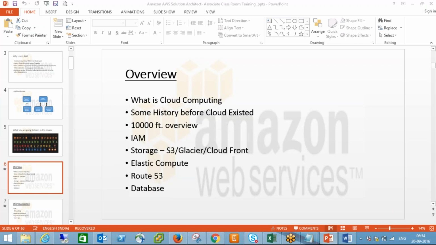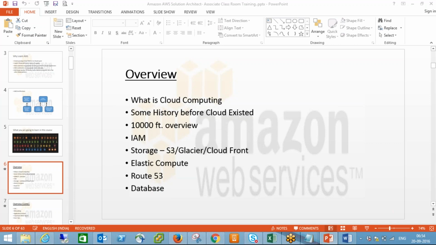Complete storage, everything had to be done, and it used to take almost 3 to 6 months to manage a small to medium size environment. So that was the situation before cloud existed. We started getting cloud vendors in the early 2000s. After 2003, Rackspace and AWS were some of the few vendors who started at this point in time. So this is a basic history before the cloud existed.